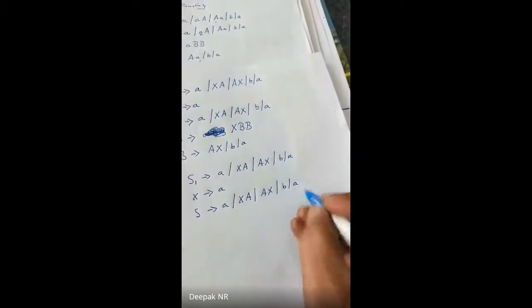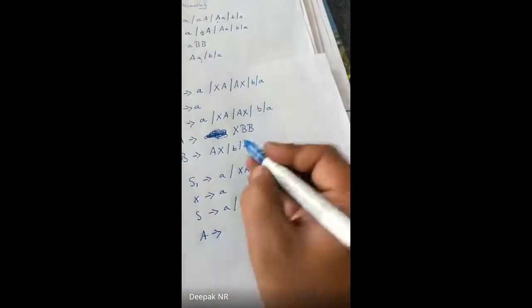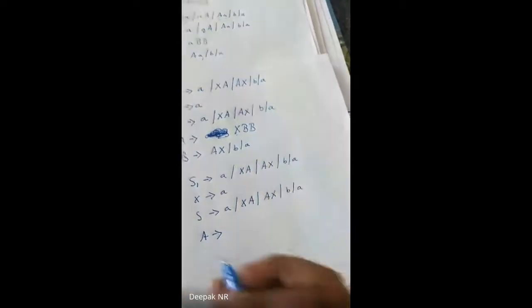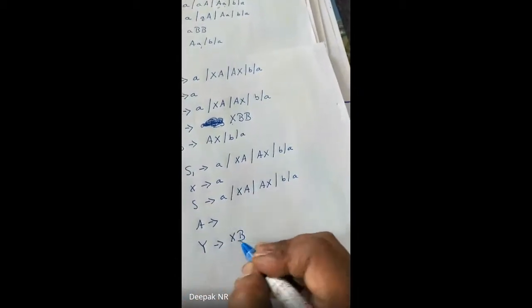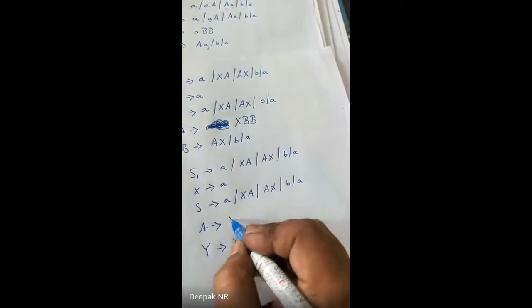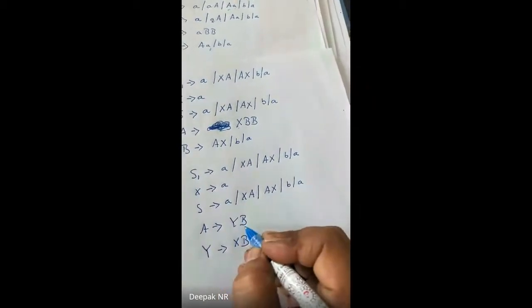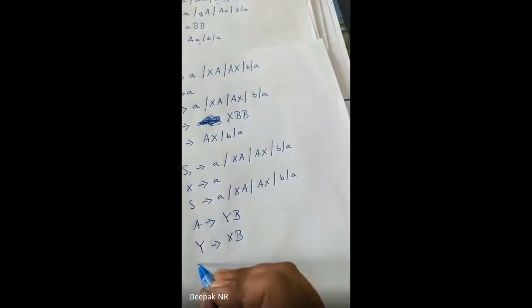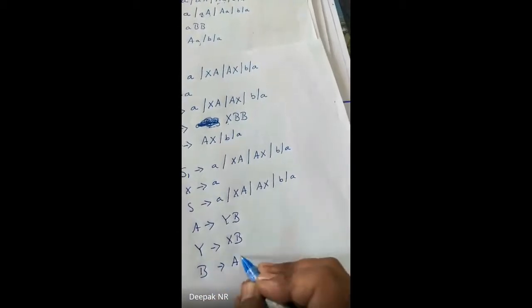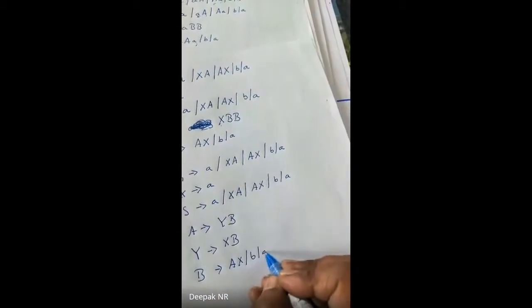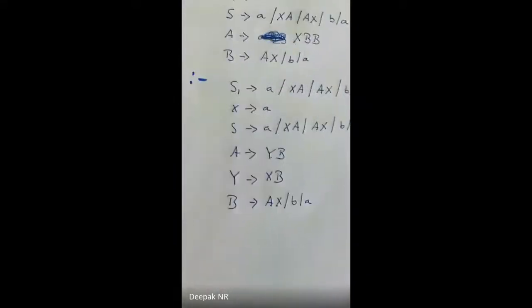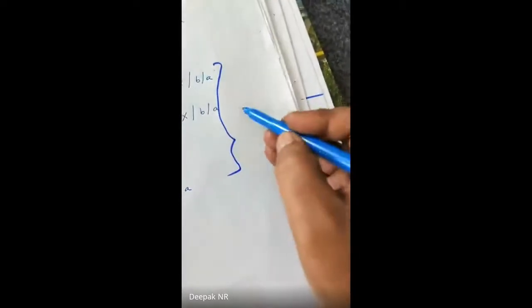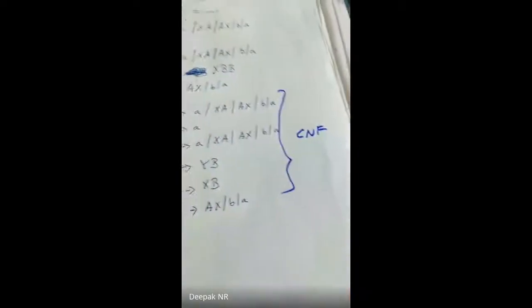B slash A. Then A tends to, if you observe here, I have three letters. So what do I do? I replace Y as XB. So I write here as YB. Understood? So now B tends to AX slash B slash A. Is that clear, guys? And this is the last step. This is the converted CNF.